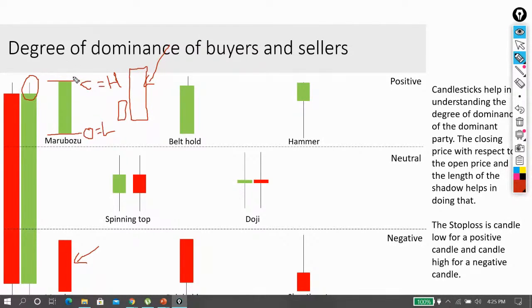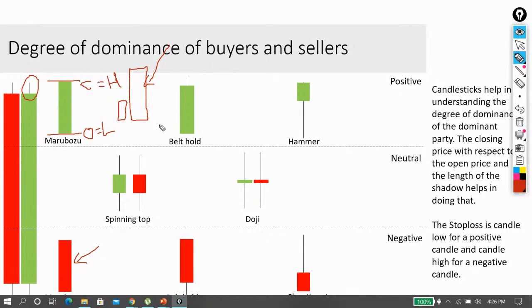Okay, so let's say size is good, size is big, and just to keep a perspective, let's say 5 to 6%, and similarly here also 5 to 6% decline. So in that case, these are the most bullish candle. The second candle, belt hold.